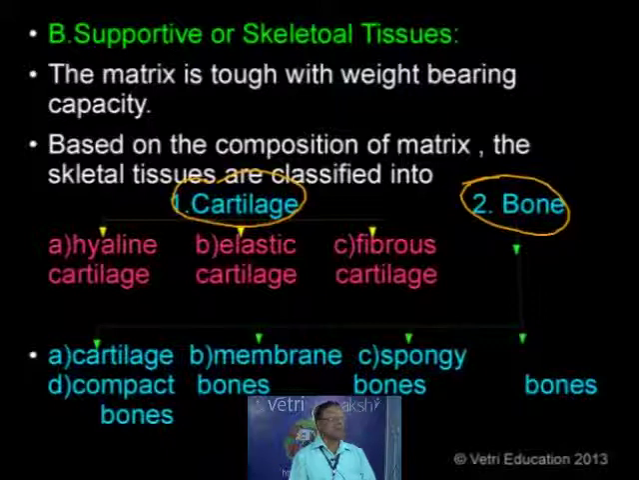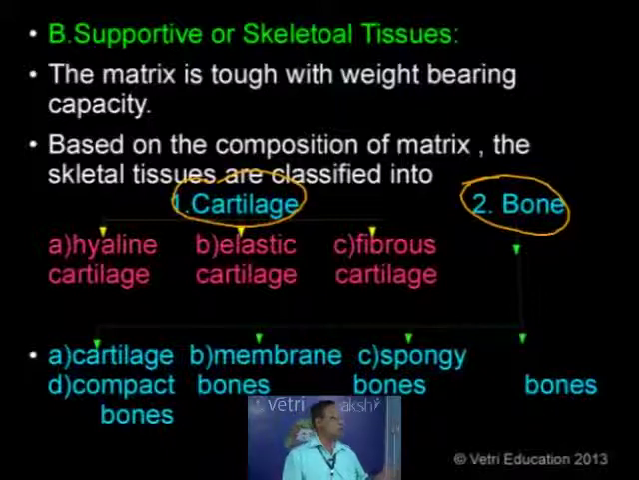Cartilage is highly flexible, elastic, pliable in nature because of its semi-solid nature, but the bones are normally rigid because of calcification. Because of the presence of calcium carbonate, calcium phosphate, and chlorides and fluorides of calcium, it becomes rigid. This is for the weight-bearing capacity, to bear the weight of the body. According to the nature and composition of the matrix, we have two different types of bones: one, the cartilage bones, another one, real bones or rigid bone or calcified bone.